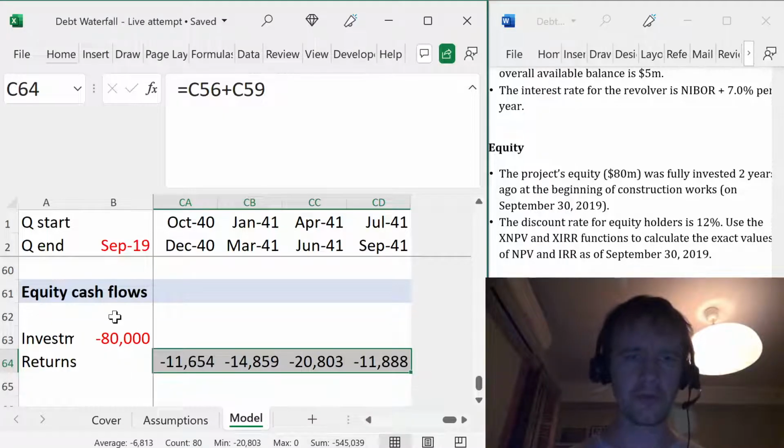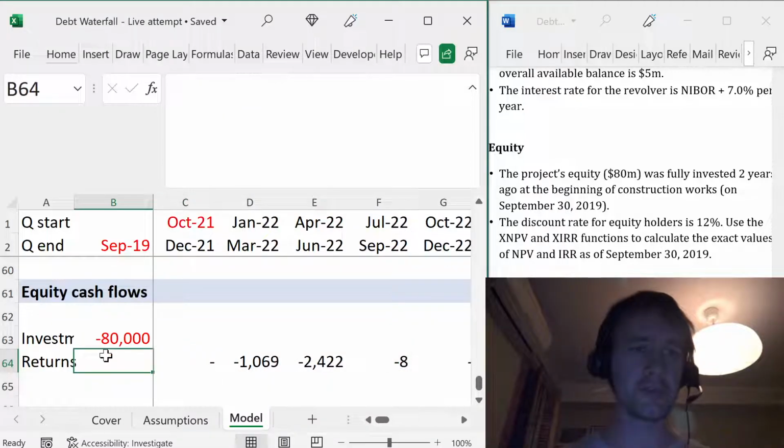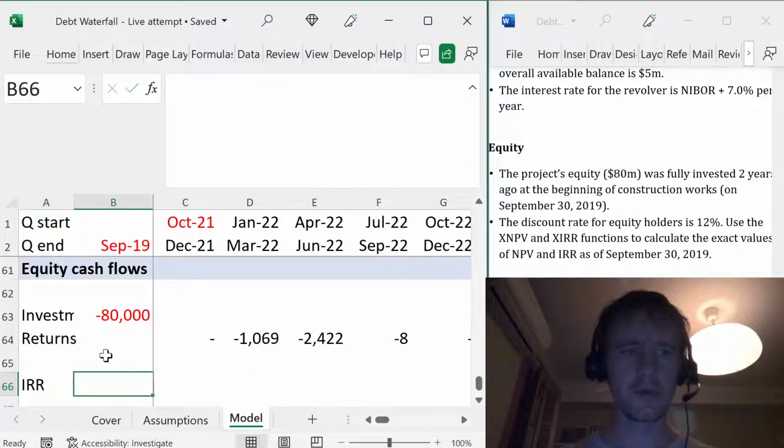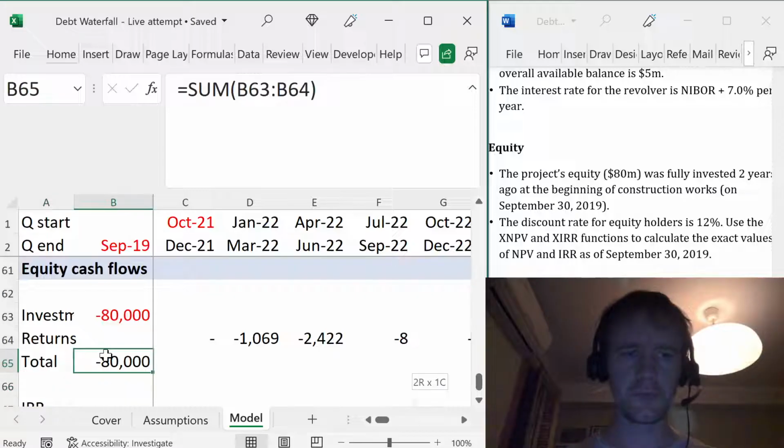So you get 545 million returns on an 80 million investment, which doesn't seem too bad, but let's IRR it. So XIRR, sorry, I need a total cash flow line, which is going to be the sum of these two.